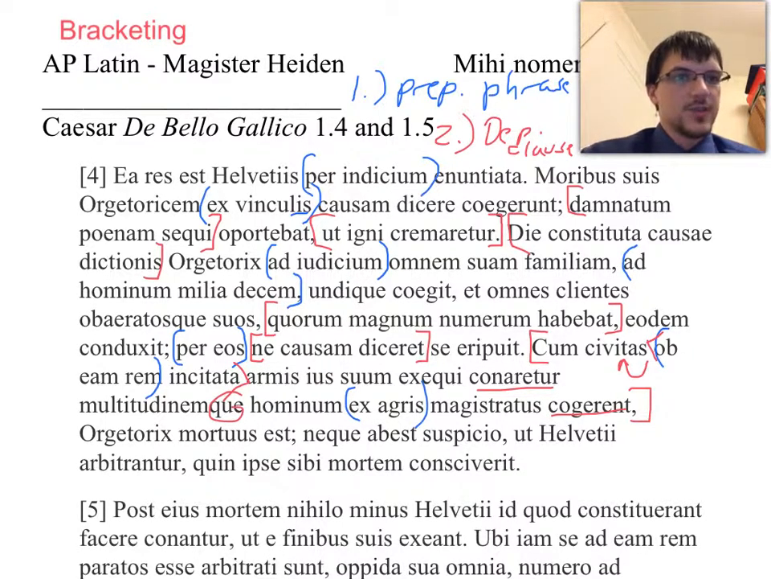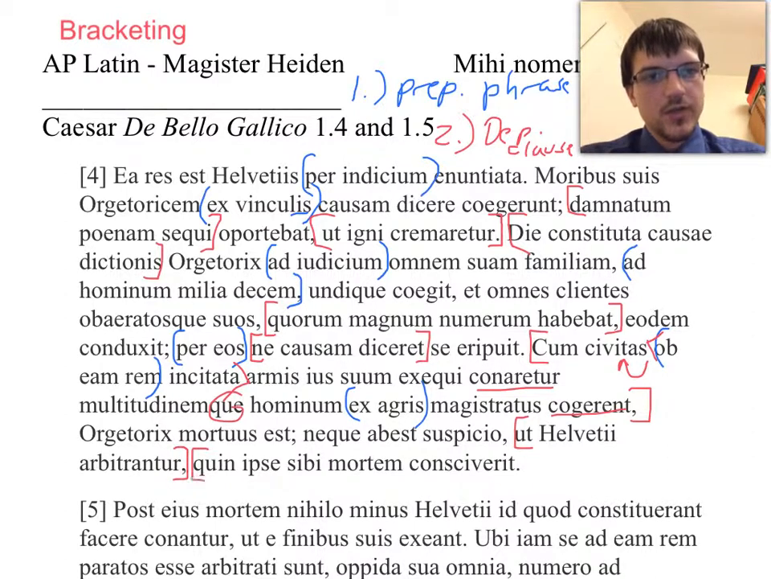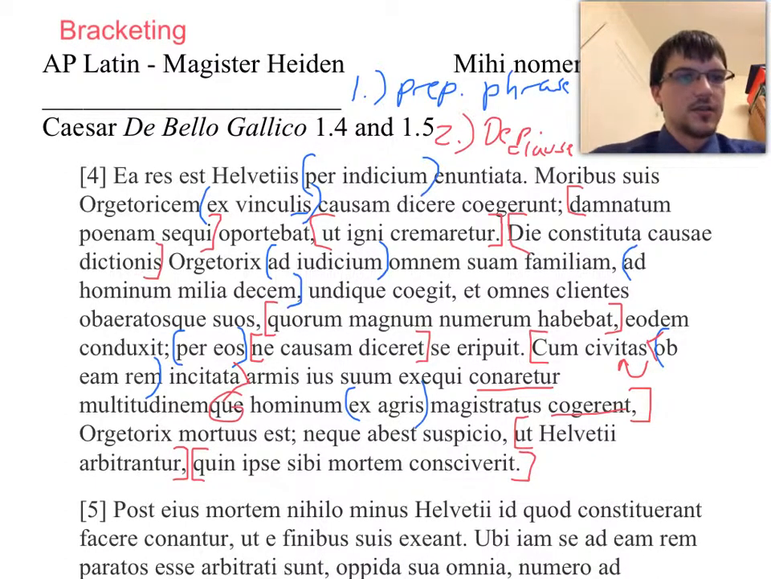Neque abest suspicio. Nothing there, it doesn't look like. But we see ut Helvetii arbitrantur quin ipse sibi mortem consciverit. Right? So first thing I see is that ut, and I immediately start bracketing, and we go to our first verb here, and we see quin. Quin starts a clause as a subordinating conjunction, and that goes all the way through the end here at consciverit. And you note again, Caesar likes to put those verbs last in all of these clauses.